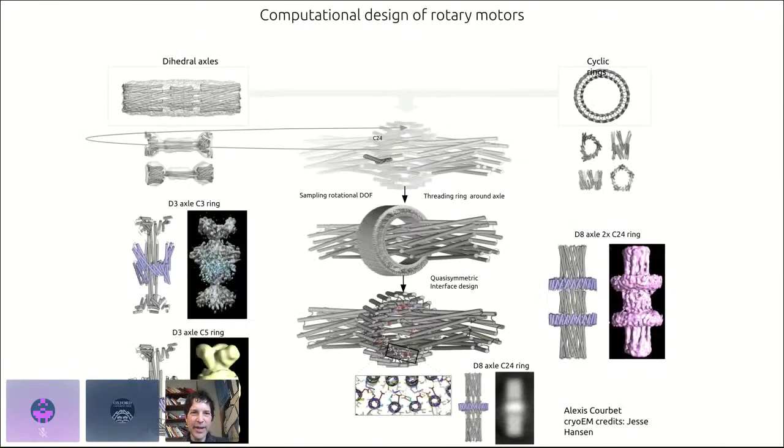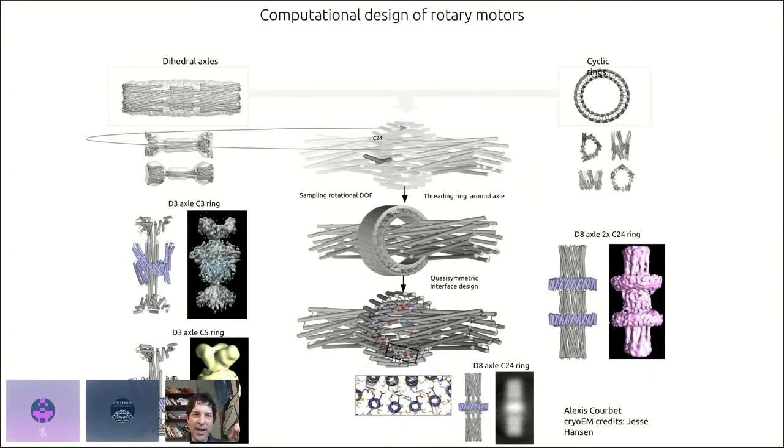And then the final thing that I wanted to tell you about here is that we're now designing systems. We're now very interested in designing rotary motors. So here Alexey Corbet has designed a series of different shaped rings and a series of different shaped axles. And he's worked out general ways of getting these rings to assemble onto the axles.